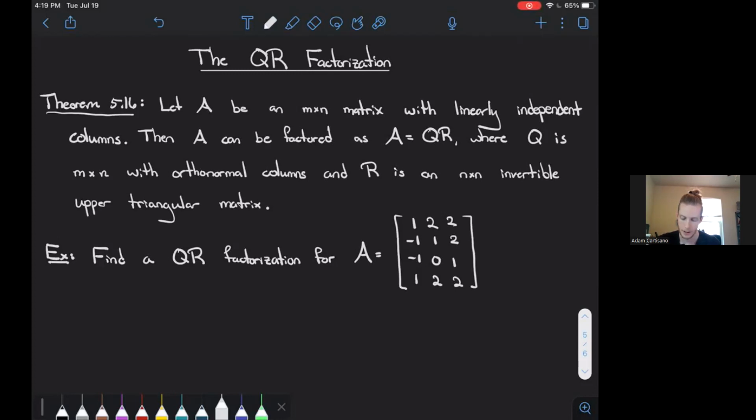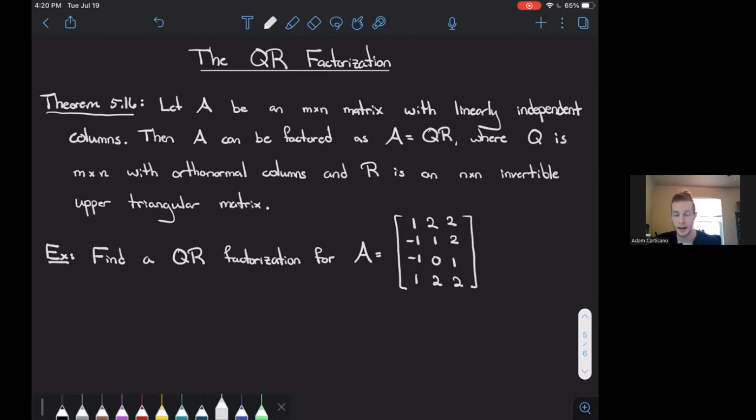The theorem says let A be an m by n matrix with linearly independent columns. The thing that's missing is that the number of rows has to be greater than or equal to the number of columns in order for this to work. How are you going to have linearly independent columns if the number of columns is greater than the number of rows? So I guess the linearly independent columns thing forces m to be greater than or equal to n.